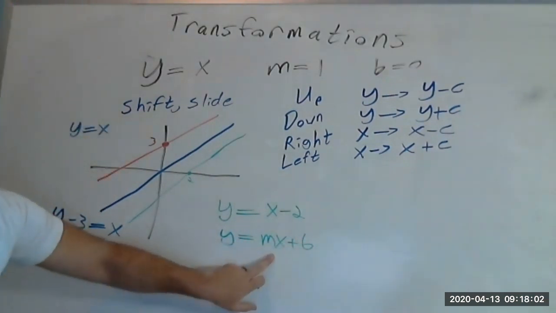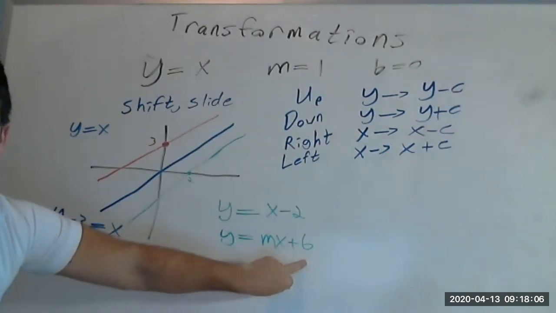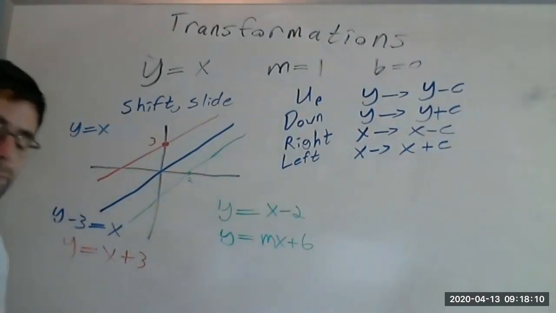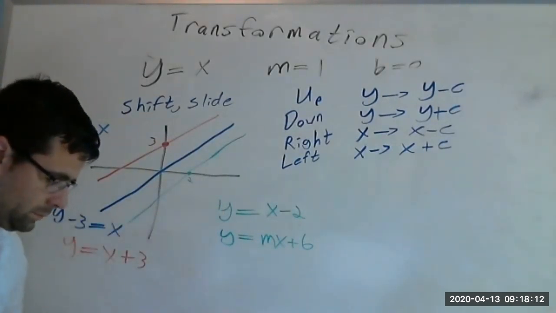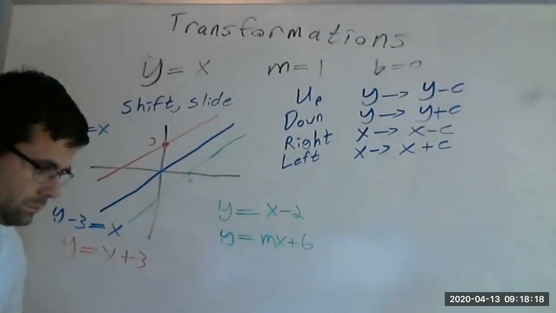Y equals mx plus b. B is the y-intercept. So what is the y-intercept in this equation? Not sure if I got scaling right, but I want to say that looks like a 3 or 4.